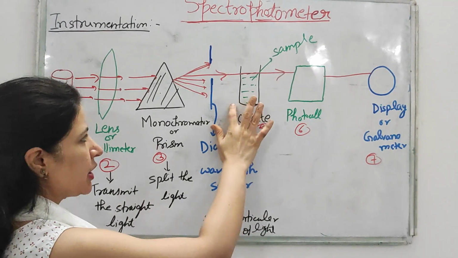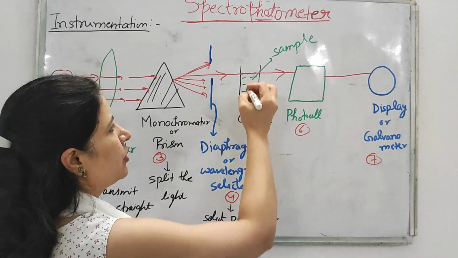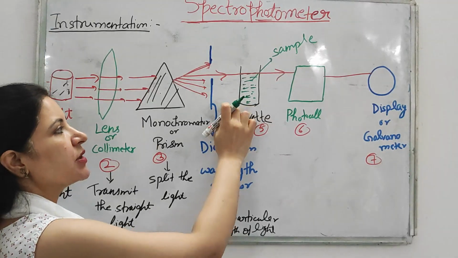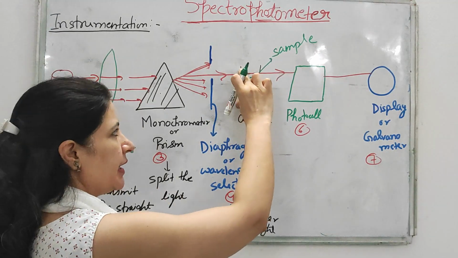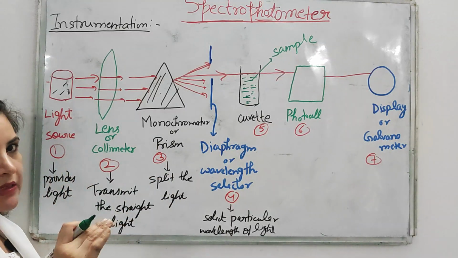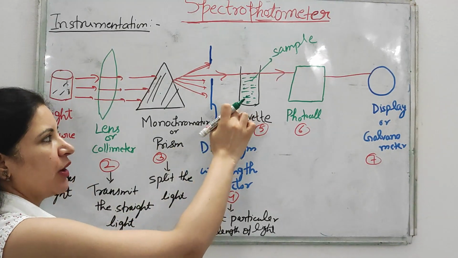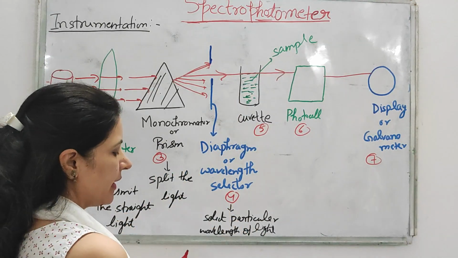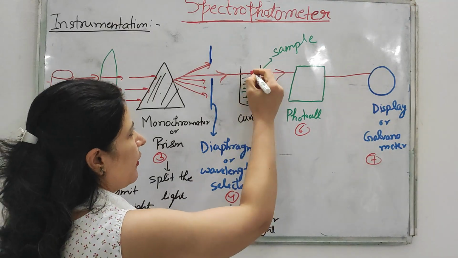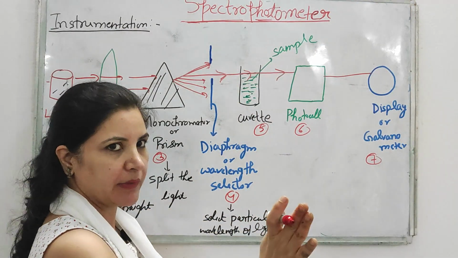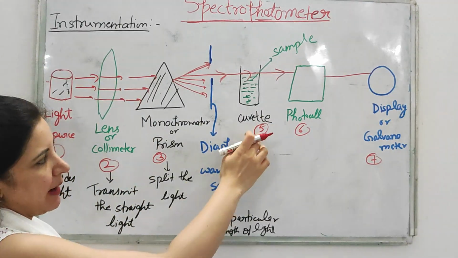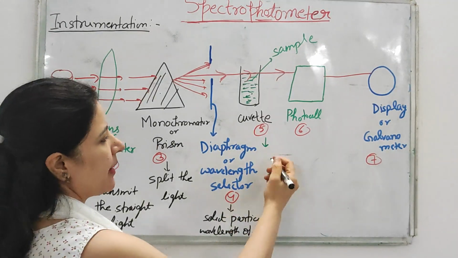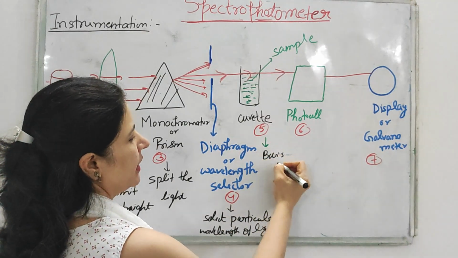So in this cuvette, there is a sample. This is your unknown sample whose concentration you want to measure. You fill your sample in this cuvette, for which you want to measure the concentration. So this cuvette contains your sample, and this particular wavelength of light passes through this sample. When the light passes through the sample, what will happen? Beer-Lambert law.